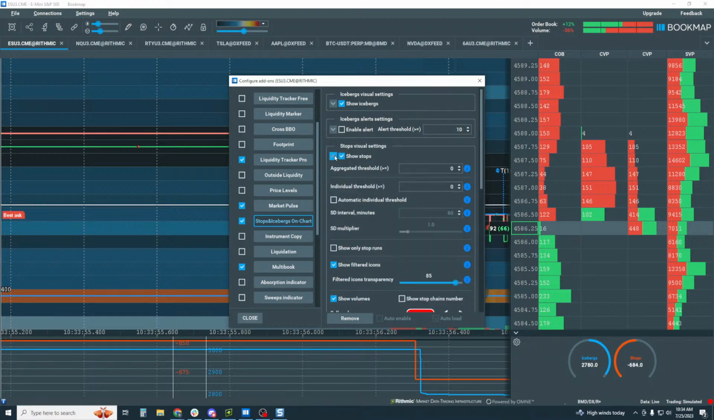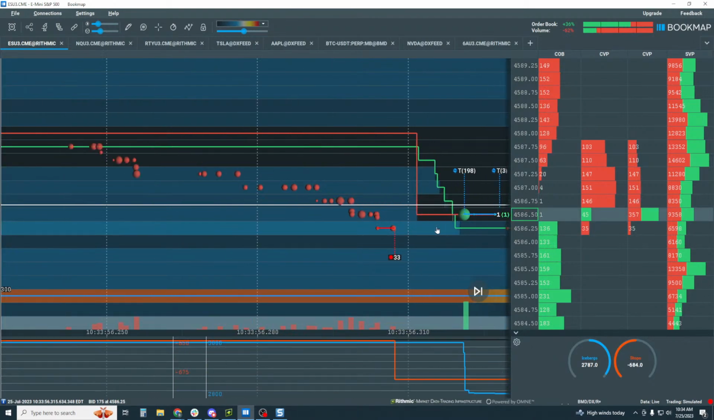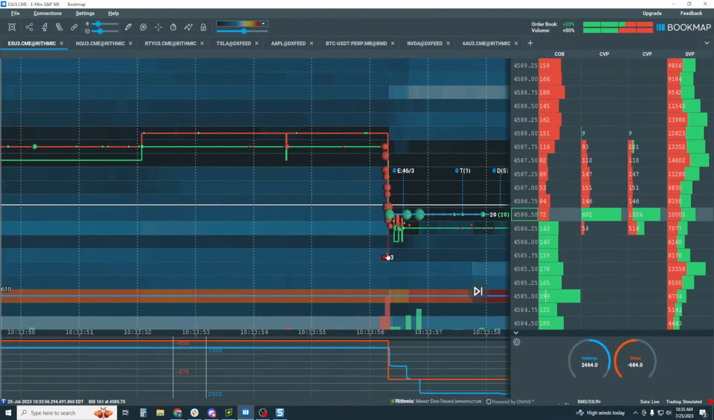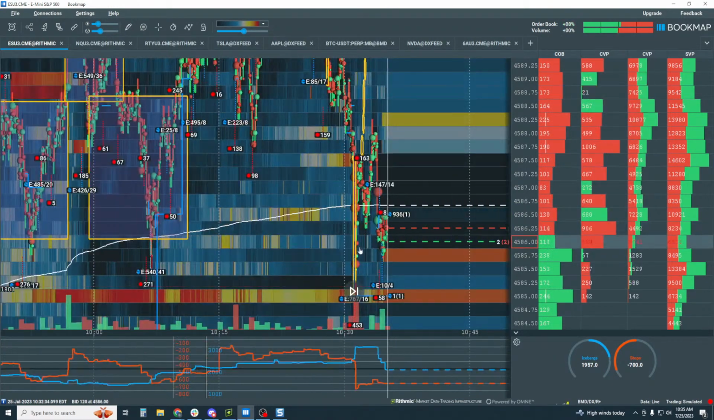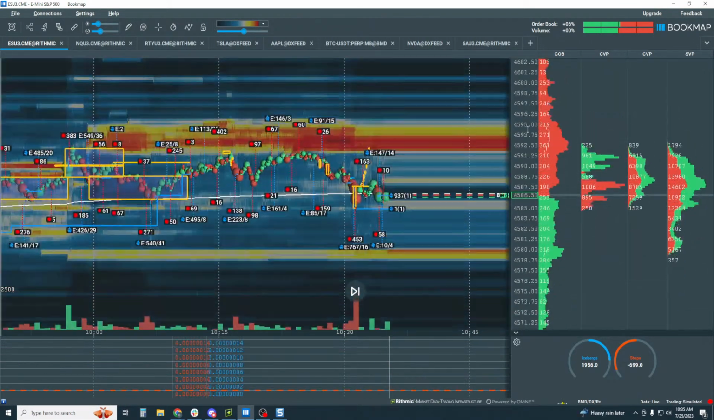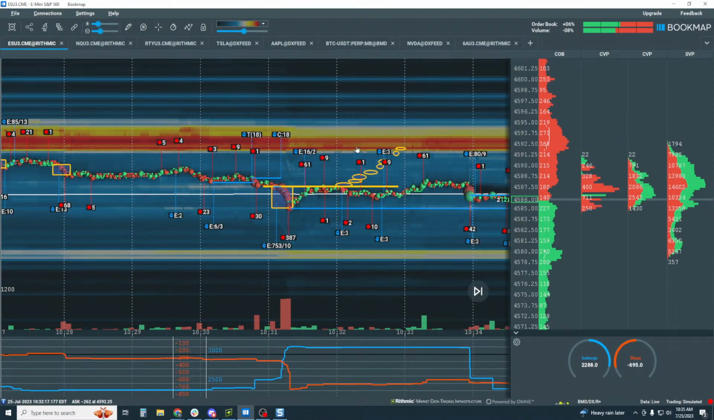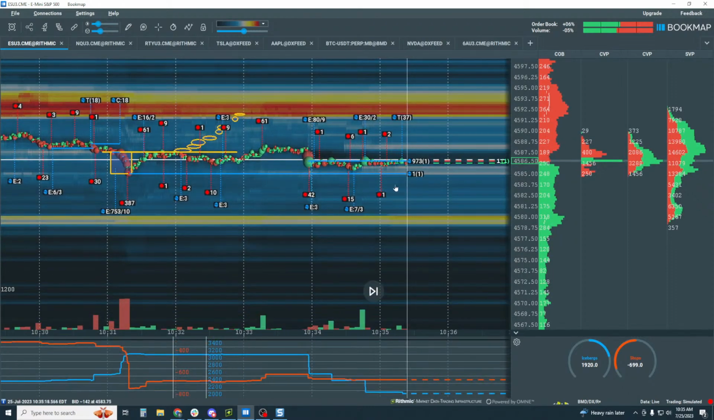Iceberg, show stops. Okay, looks good. Okay, it's actually not much of a stop run. It's only 33 contracts. In context, it looks pretty big though. In the context of the market, it looks like it's pretty big, and it's not really much of a stop run. All right, so anyway, this is a much bigger stop run here.